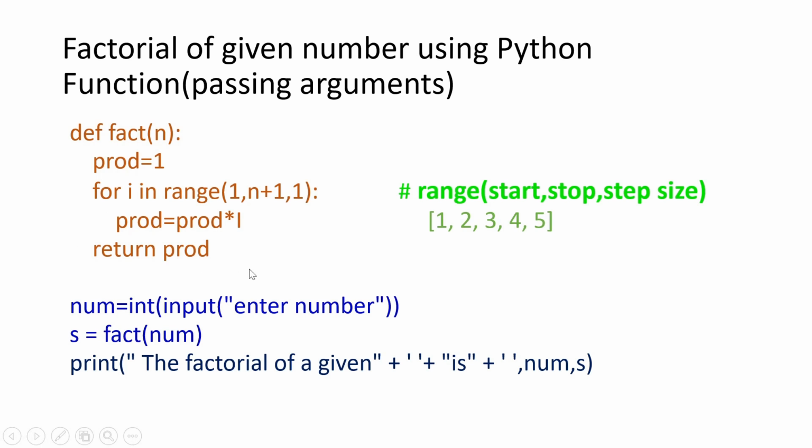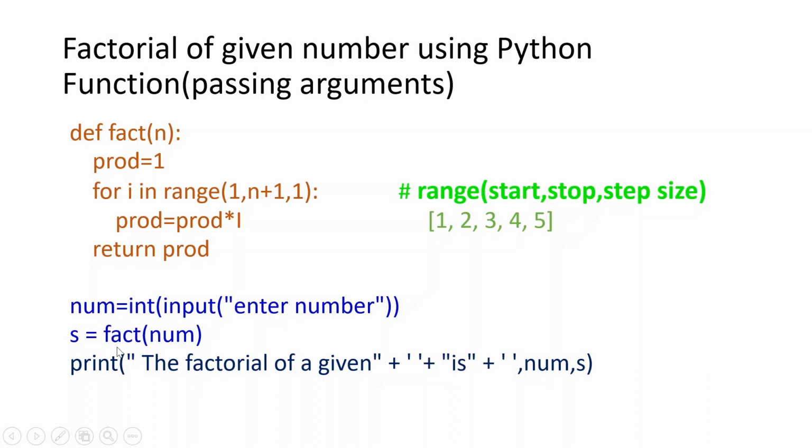Now this is one more example of a function, the factorial of a given number. Using a Python function, we are going to pass an argument and then calculate the factorial of a given number. Now see, this is actually your program. This is the definition of your factorial function, and this is the program where we are taking the number from the user. So we write the input function and ask the user to enter the number, which we convert into an integer and assign to the variable num.